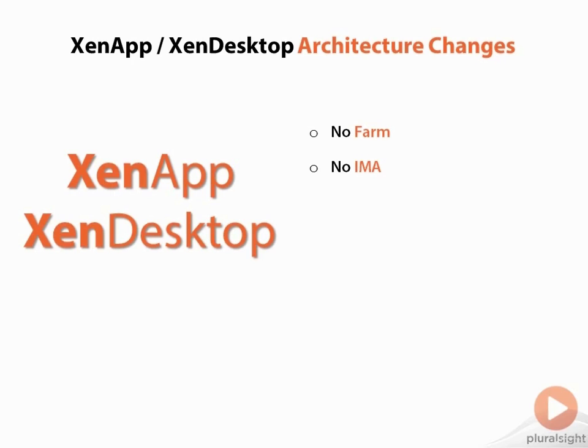As a result, the concept of a farm doesn't really exist anymore. The construct of the farm, the backbone of the farm, was that IMA. With the IMA being abolished or discontinued, the need for a farm no longer exists. No more shadow taskbar. So previously with XenApp, and to a larger extent with XenDesktop for a while there, you could use ICA to shadow your users.